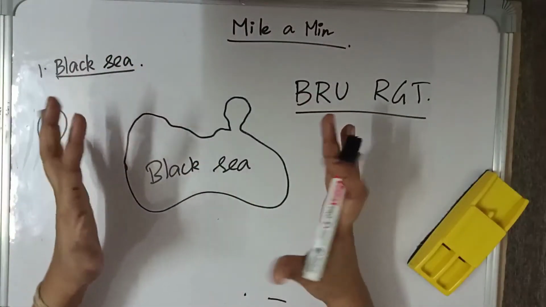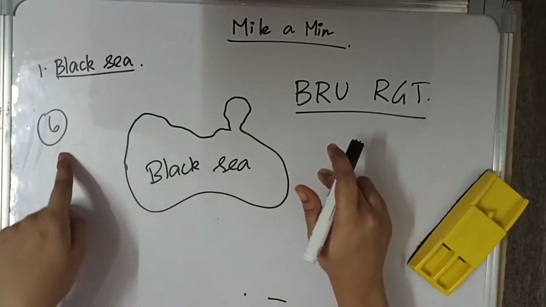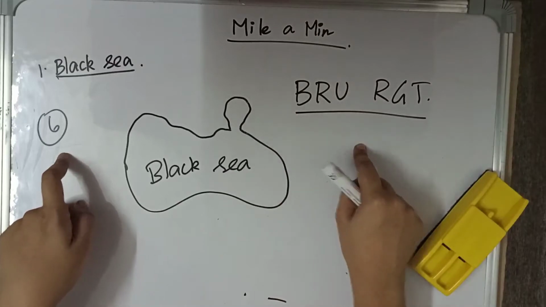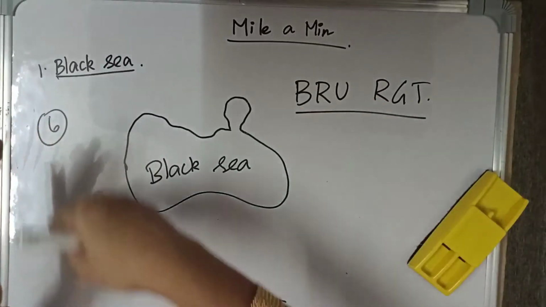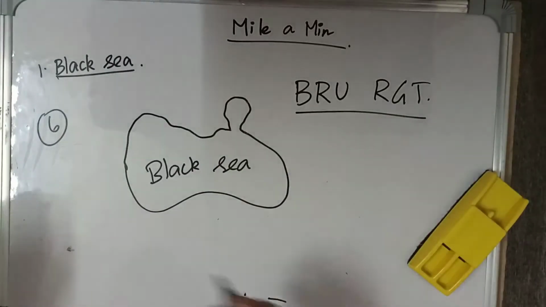So this is how Black Sea looks, just an approximate diagram. Black Sea is surrounded by 6 countries and we have an acronym to remember that, and it is BRURGT. I usually used to remember in a clockwise or anti-clockwise manner. So here it is BRURGT. So let's have a diagram.